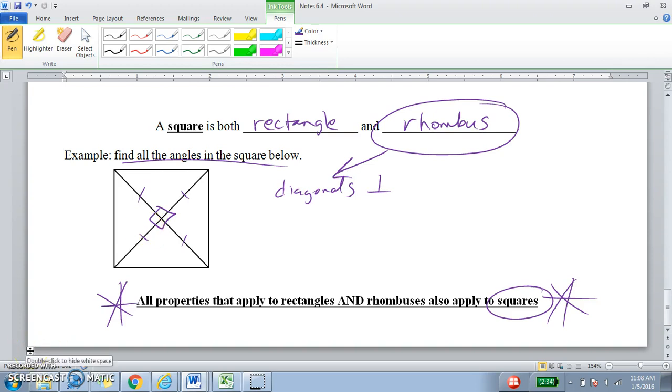Since it's a rhombus, we've also got that the diagonals bisect the vertex angles. So if this is a 90-degree angle, since it's a rectangle, if I cut that in half, it's 45 degrees all the way around for every single one of these 8 angles. So if I have a square and I draw in the diagonals, I create 4 congruent triangles, each with 2 45-degree angles and a 90-degree angle.